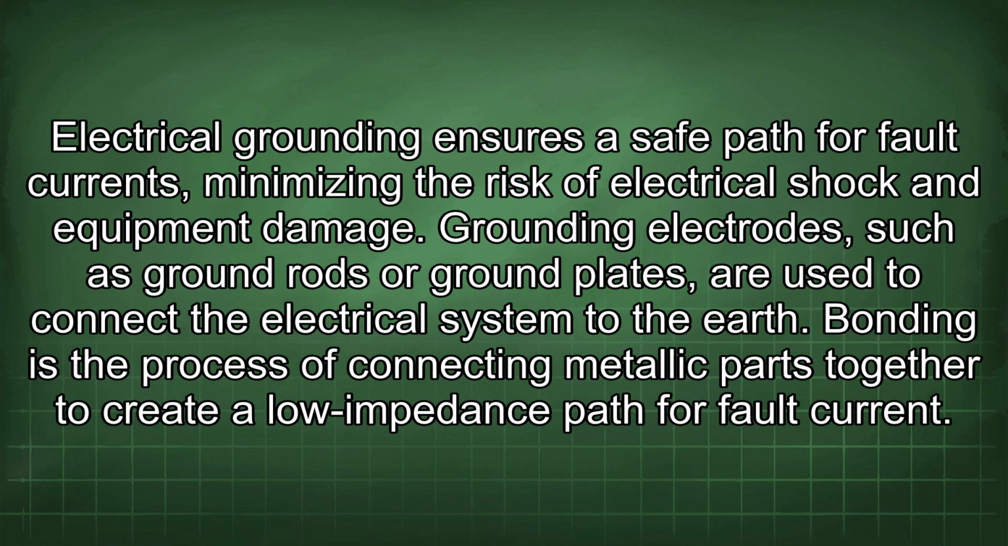Electrical grounding ensures a safe path for fault currents, minimizing the risk of electrical shock and equipment damage. Grounding electrodes, such as ground rods or ground plates, are used to connect the electrical system to the earth. Bonding is the process of connecting metallic parts together to create a low-impedance path for fault current.